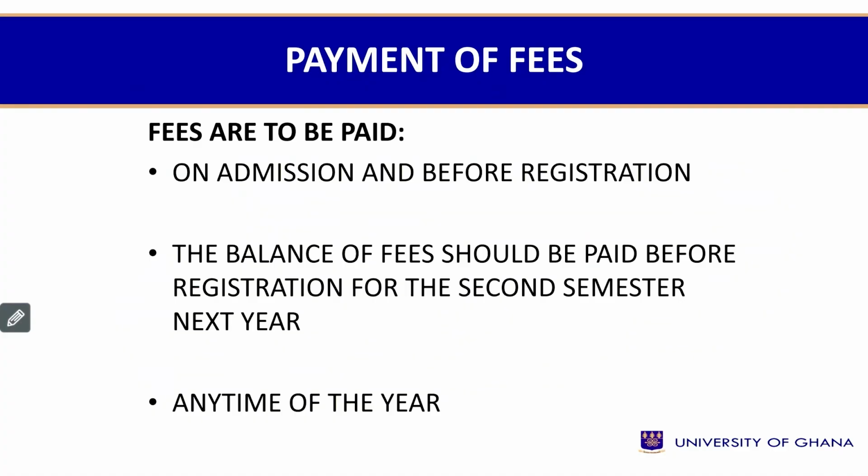Payment of fees. On admission, you are supposed to pay 30% of your fees to secure your admission. During the first semester, if you want to register, you pay a minimum of 50%. So you add 20% in order to register for the first semester. Then in the second semester, you pay the rest of your fees before you can register. You can also pay your fees anytime within the year. You don't need to wait for registration to begin before you pay your fees.